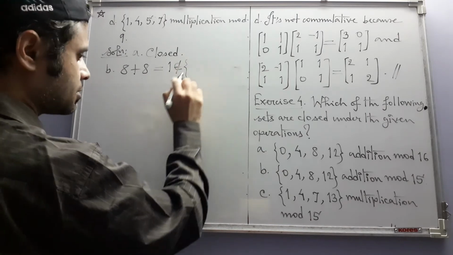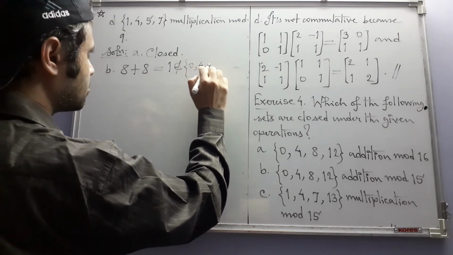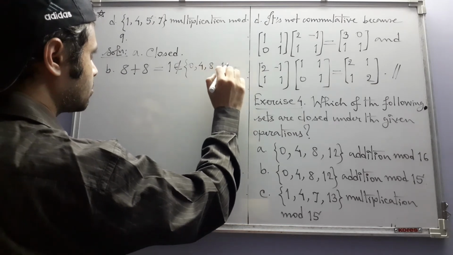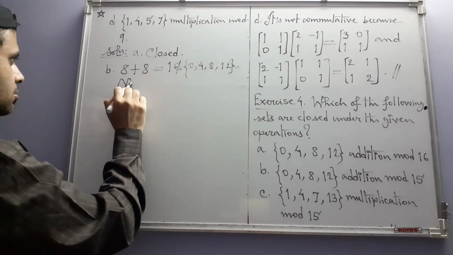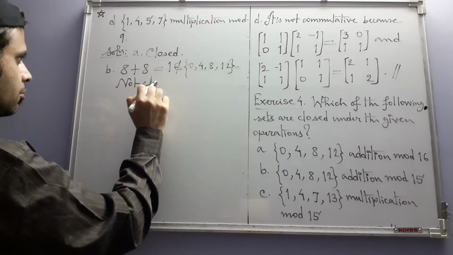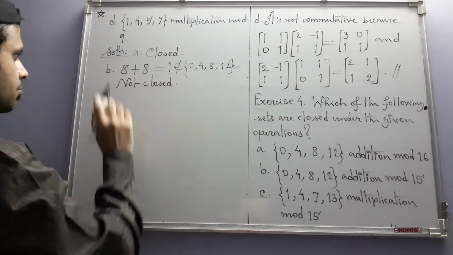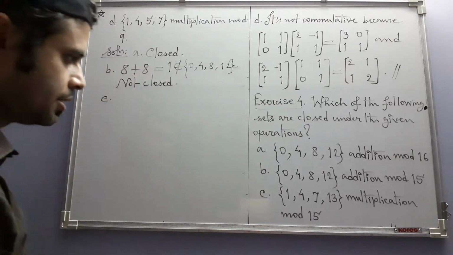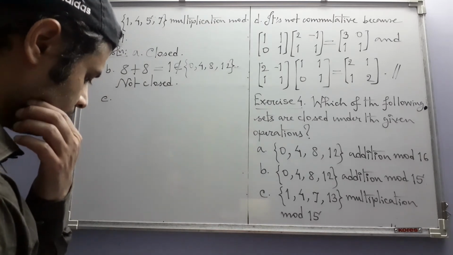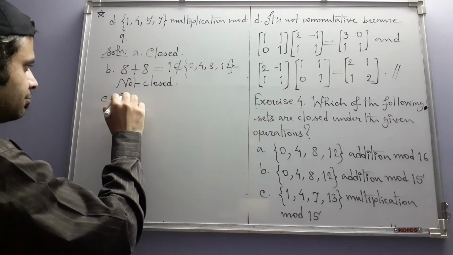the given set 0, 4, 8, 12. So this one is not closed. Then part C, 1, 4, 7, 13. This one is closed. This you can verify directly.